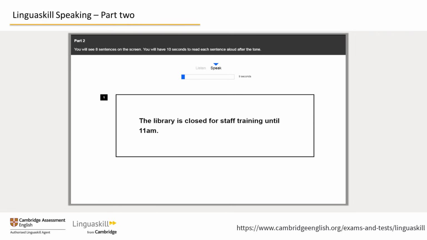Part 2 is simply reading aloud. You're given 10 seconds to read the sentence on screen. Again, wait for the beep before you start reading out loud. This part of the test assesses your pronunciation and intonation, so it's important to speak clearly and avoid contracting words. For the sentence here, for example, make sure you say the library is closed and not the library's closed.